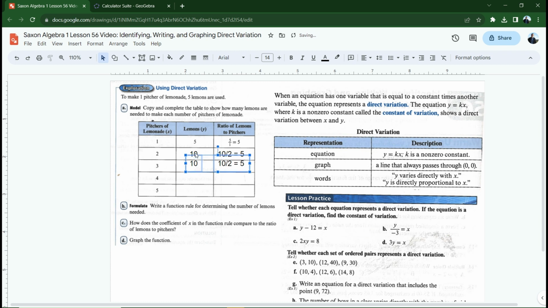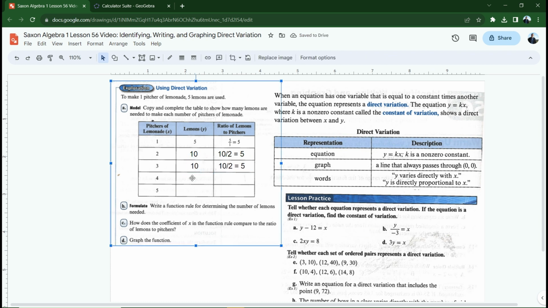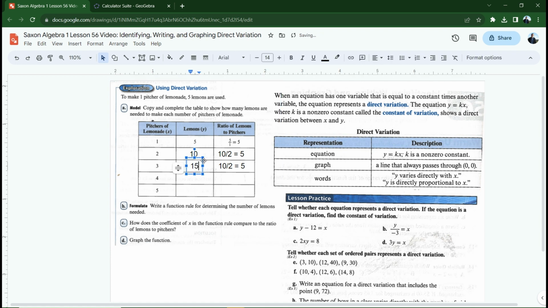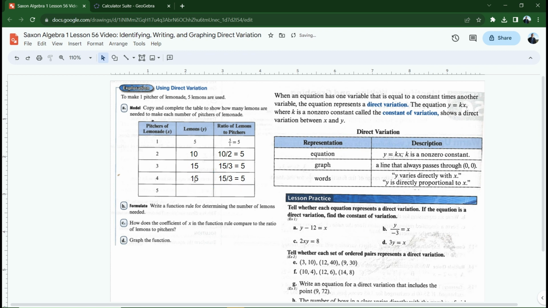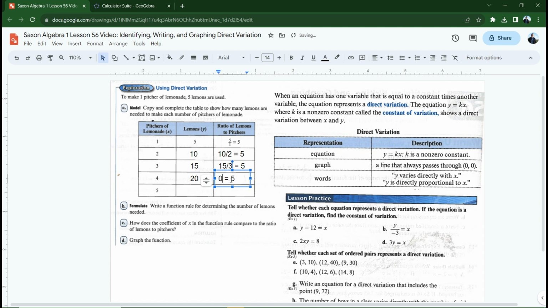To make 3 pitchers, how many lemons do I need? Well, I'm going to need 15 lemons for 3 pitchers. That just makes intuitive sense. 15 over 3 equals 5. Let's keep going. To make 4 pitchers, I'm going to need 20 lemons. And I'll bet you figured out the pattern by now. So 20 over 4 equals 5.